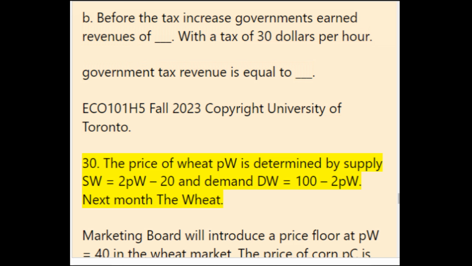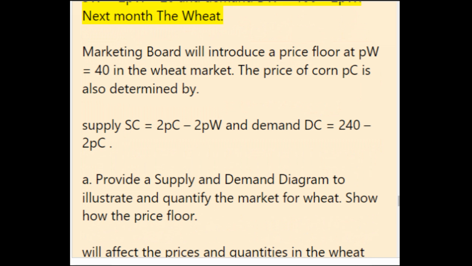30. The price of wheat PW is determined by supply SW = 2PW - 20 and demand DW = 100 - 2PW. Next month the Wheat Marketing Board will introduce a price floor at PW = 40 in the wheat market. The price of corn PC is also determined by supply SC = 2PC - 2PW and demand DC = 240 - 2PC. A.